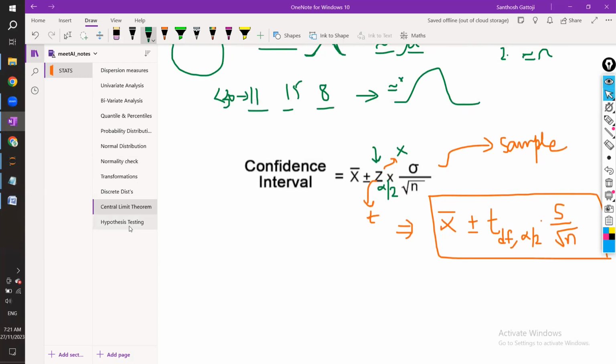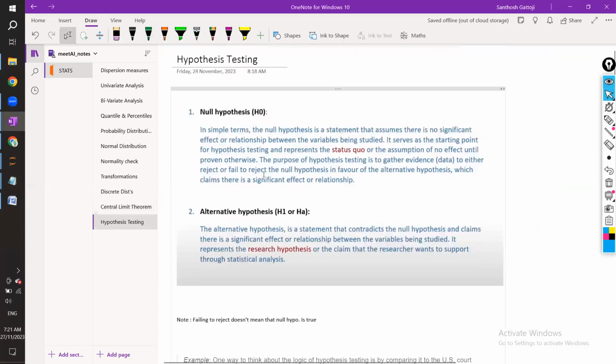So now we are going to start a new concept, which is called hypothesis testing. See, guys, this is the last module in the statistics concepts, and it is the most important concept we are going to study over here. You cannot expect a statistics interview without at least one question from hypothesis testing. So it is very important.